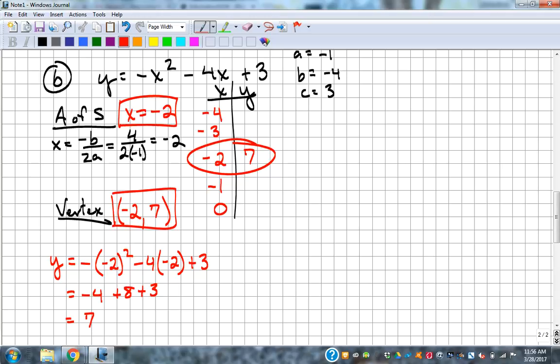Now, how are we going to get the y values that go with those? Plug them into the equation. I'm going to start down here at 0. That looks like the easiest one to plug in. If I plug 0 in up here for x, I end up with 0 minus 0 plus 3.